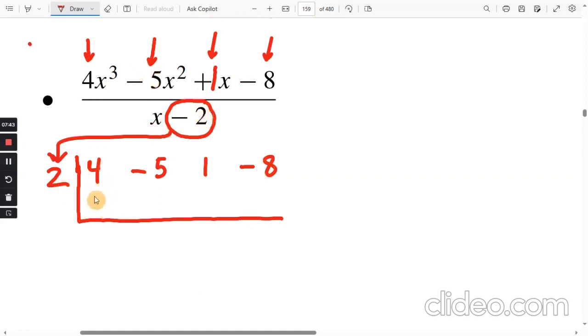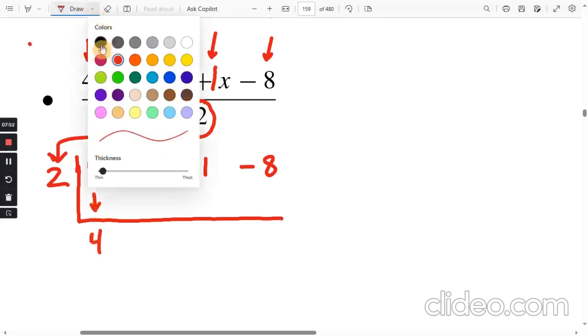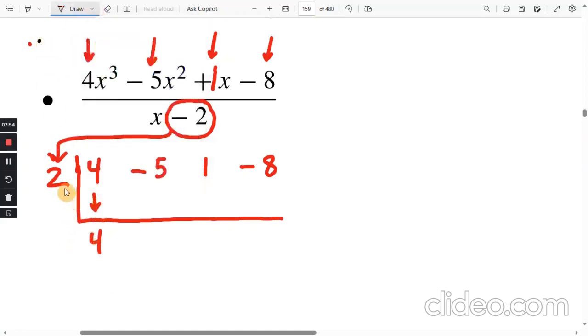So the first step is to bring down the first coefficient, basically the leading coefficient. That's going to be a 4. And now what you do is you multiply. 2 times 4 is 8. And then you just add -5 plus 8 is 3. 2 times 3 is 6. And then you add 1 plus 6 is 7. And then 2 times 7 is 14. -8 plus 14 is 6.